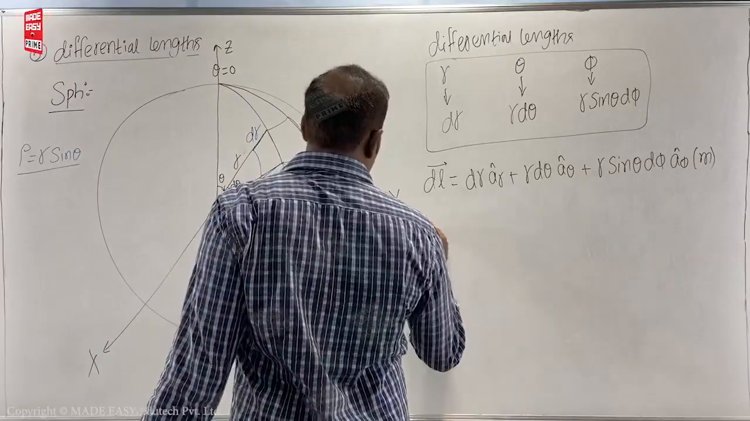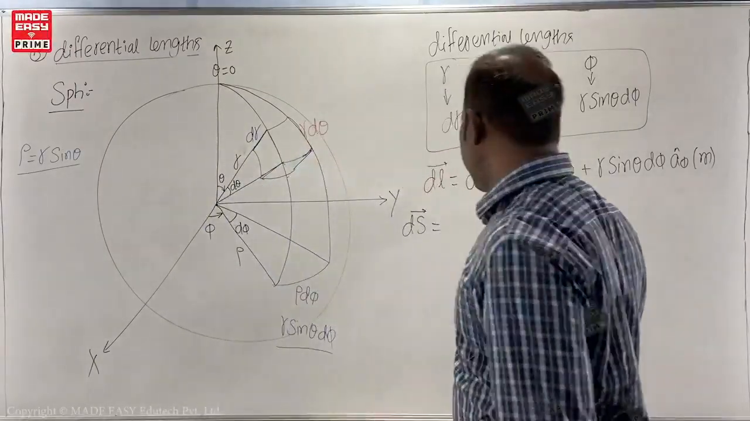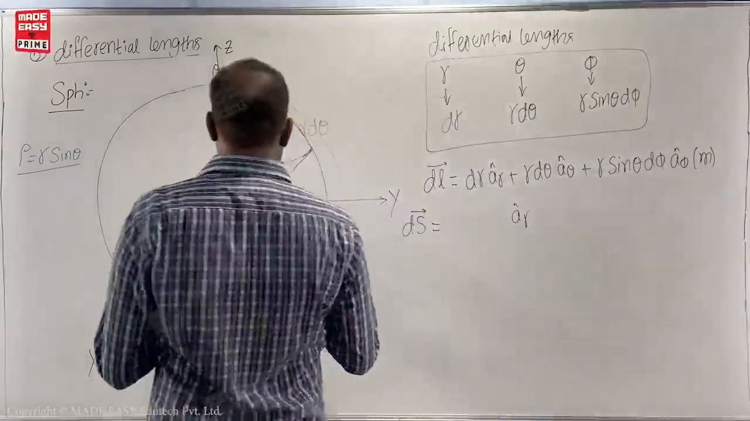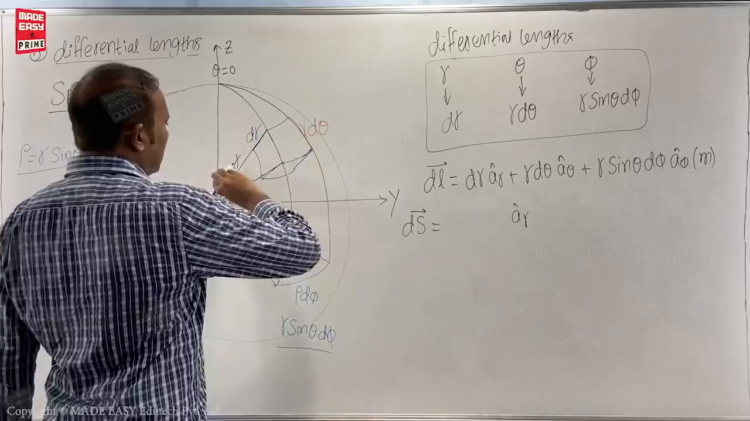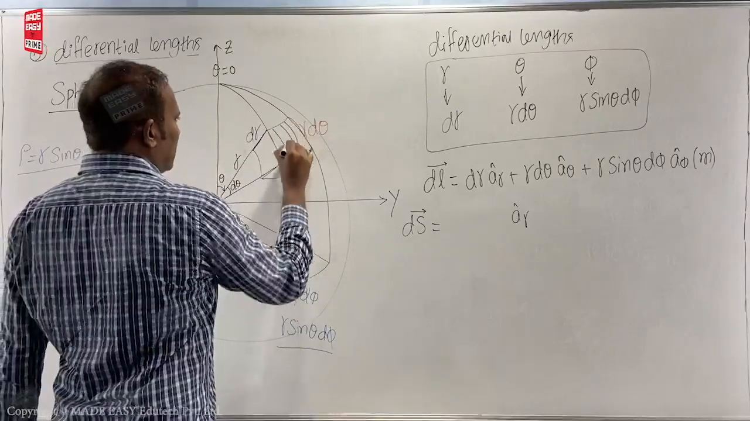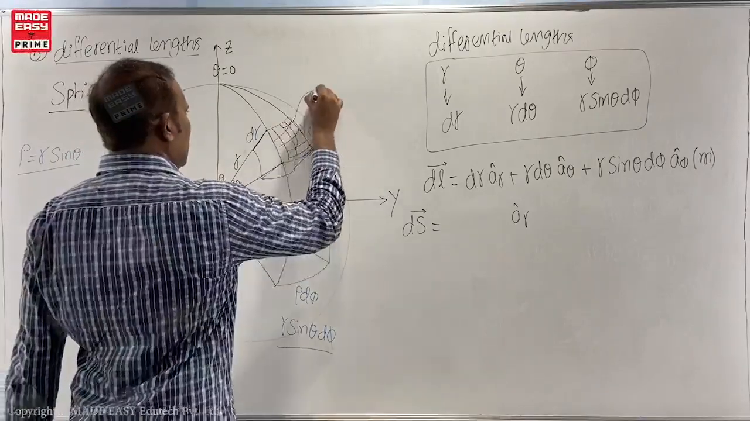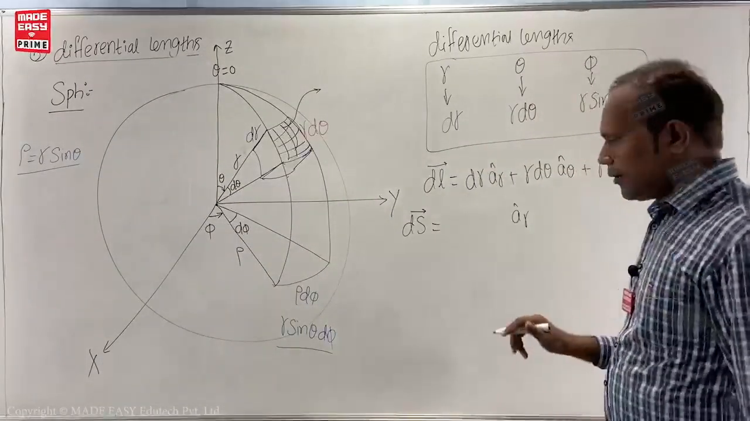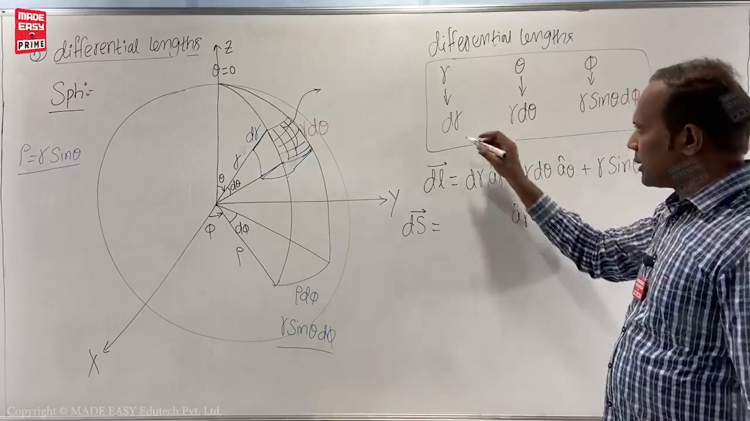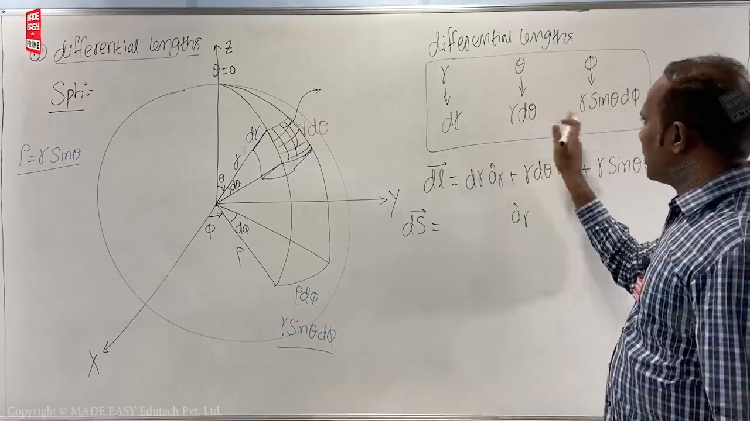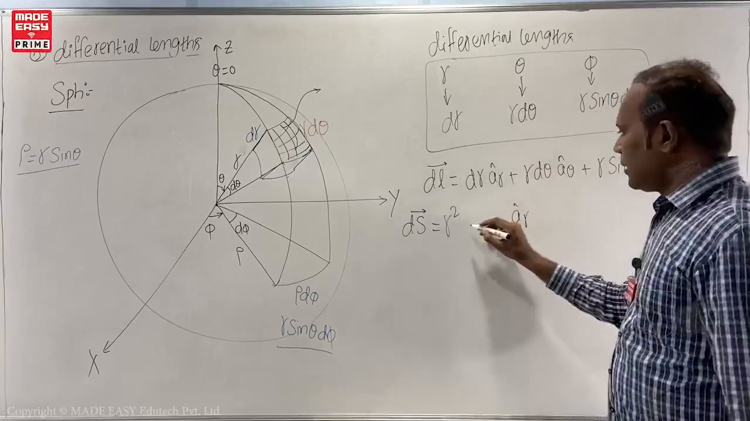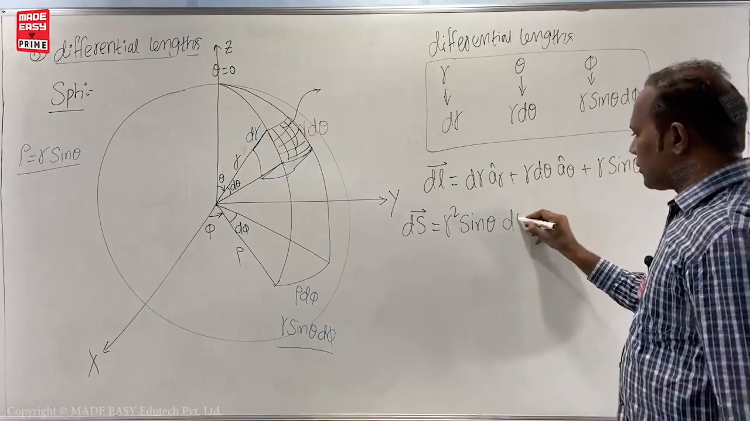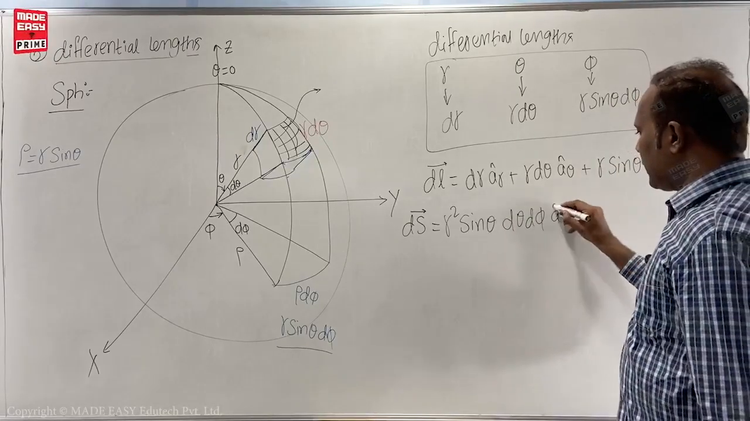Now let us write the ds bar. If I write ds bar in r direction, you see this surface I am drawing here. For this surface the radius is constant. First of all, by seeing the differential lengths I will write. If you want the differential surface vector in r direction, you leave this one and multiply these two. So r into r, r square. Then you get sine theta. Then you get d theta d pi. So r square sin theta d theta d pi a r cap.